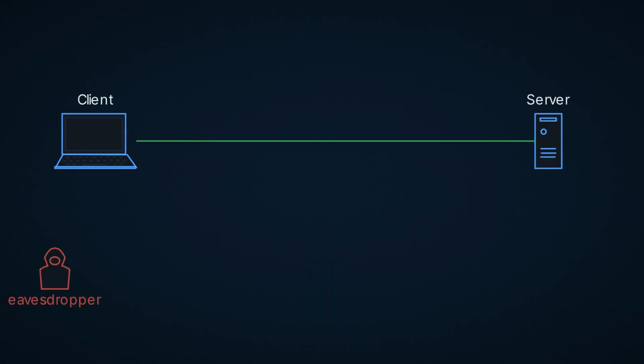Anybody sitting on the wire in between can read every byte. So before we send anything that matters, we make it unreadable. This is TLS, Transport Layer Security, the S in HTTPS, and the reason for the little padlock.